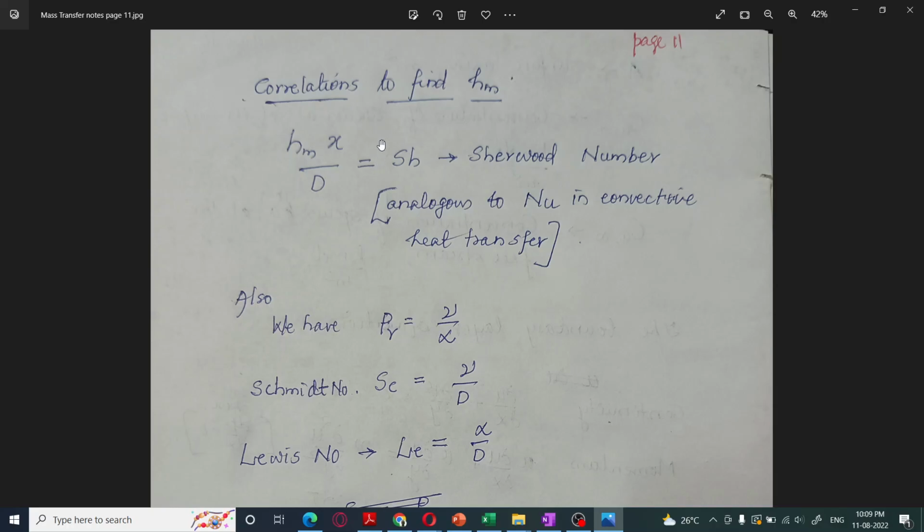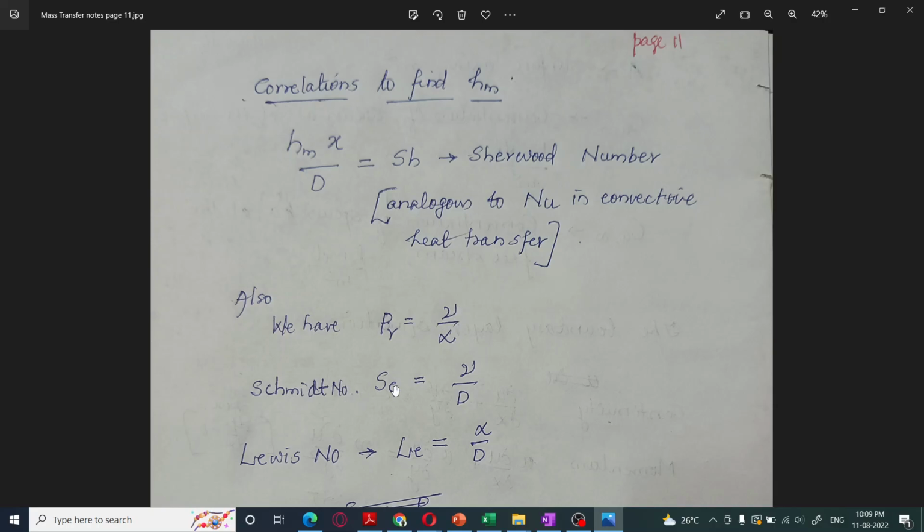Similarly, in convective mass transfer, instead of the Nusselt number, we have something called the Sherwood number, represented by Sh. So in convection heat transfer we have the Nusselt number, and in convection mass transfer we have the Sherwood number, which is given by h_m x by D, where D is the binary diffusion coefficient. Now, the Prandtl number is defined as nu by alpha.